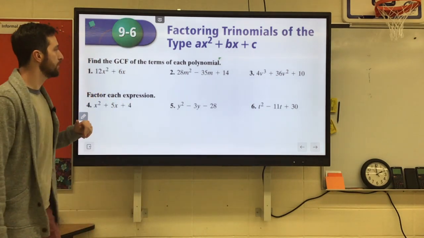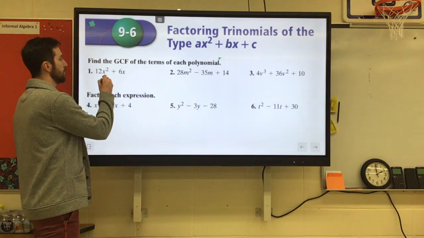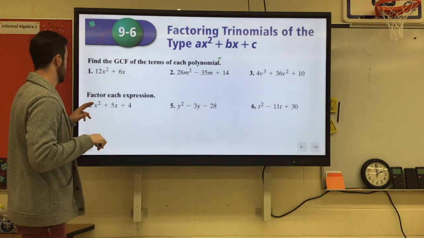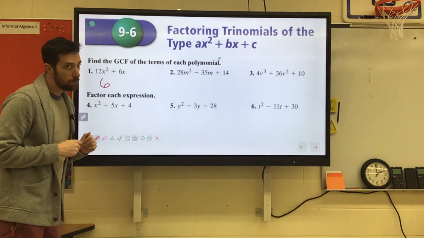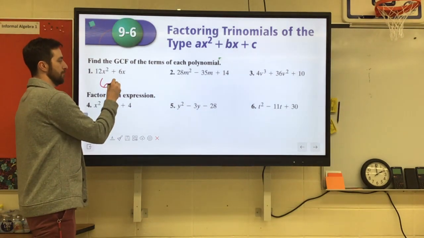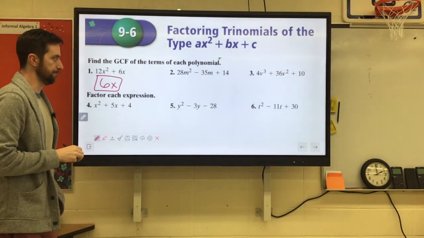So if you look at 12x squared and 6x, if you just think about the numbers 12 and 6, you're probably thinking, hey, 6 goes into both of those, and you'd be right. That is the greatest common factor between 12 and 6. Do they both have x's? Yeah, they both have at least x to the first power. So you would just say 6x.